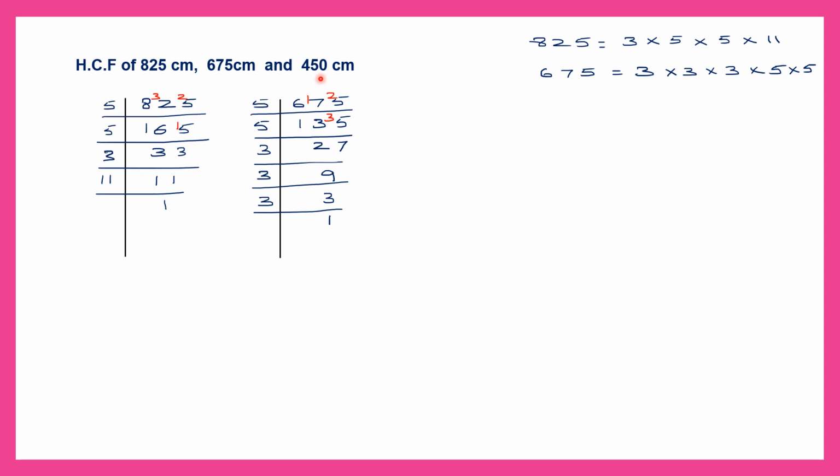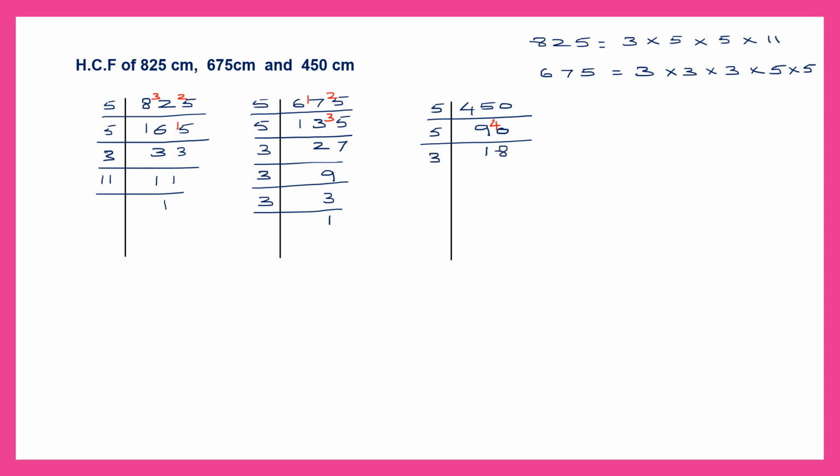Now let's go to 450. Let's find the prime factors of 450. So 450, here also we can start with 5. Let's take 45. 5 nines are 45, 90. Now let's again divide 90 by 5. 5 ones are 5, 6, 7, 8, 9. That's 40. Now, so 5 eights are 40.